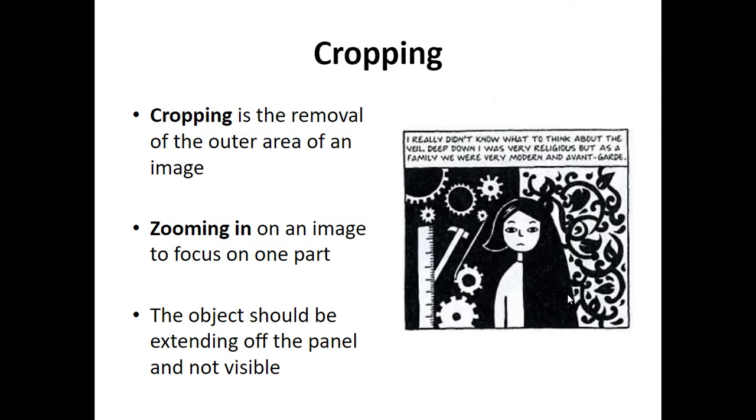To complete these different camera angles, you want to use what's called cropping. Cropping is the removal of the outer area of an image. In other words, you're zooming in on an image to focus on one important part.